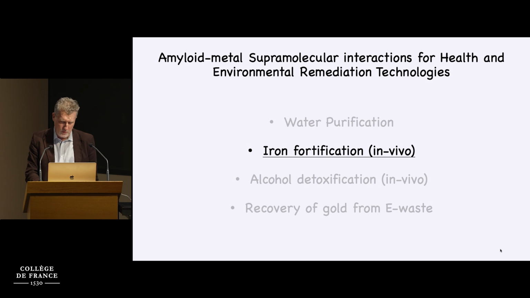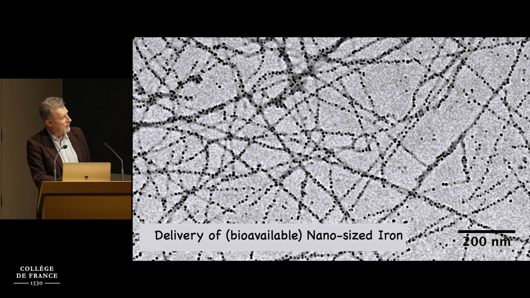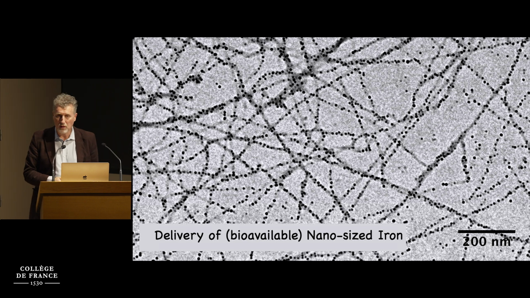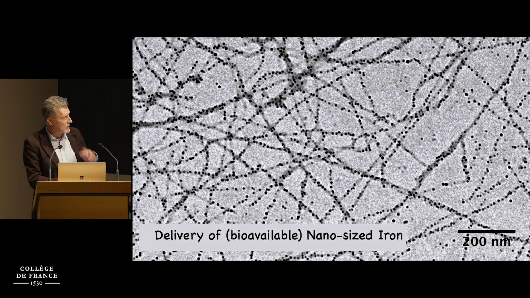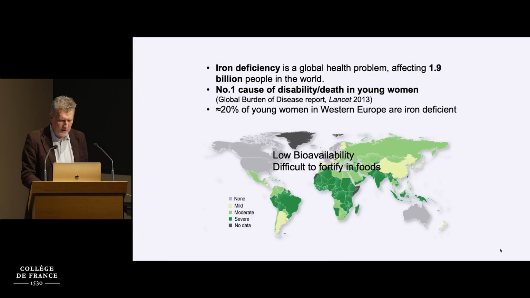Another example I want to share with you is iron fortification. And let me start with this. I love this image. This is a TEM image. You see, these are the whey protein fibers, and now we're talking about nanoparticles. So what you see here is iron oxide nanoparticle, a mixture of Fe3O4, Fe2O3. So the iron has two oxidation states here.